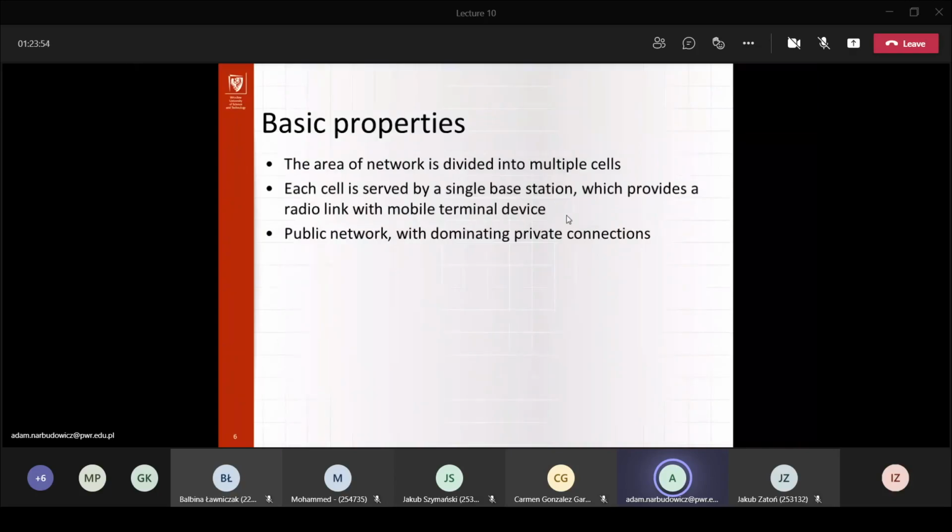And typically it's described as a public network with dominating private connections. So what does that mean? Basically, public means anybody who can afford it can use that network. You just go to whatever provider you like, sign a contract, and you can use the network.